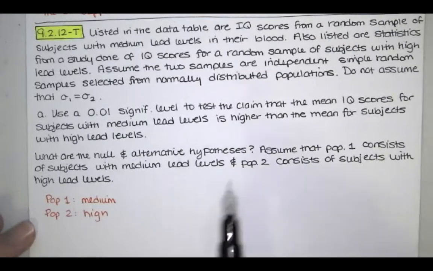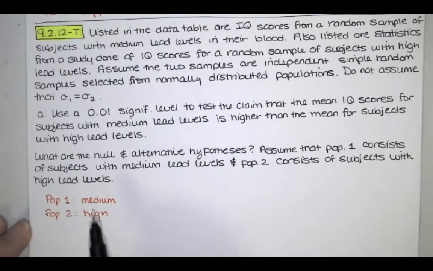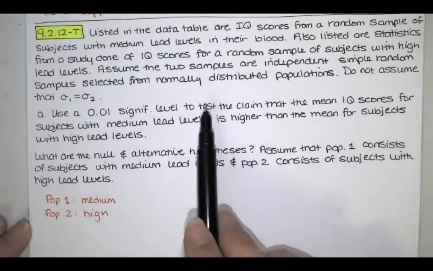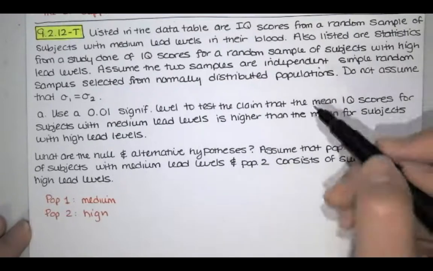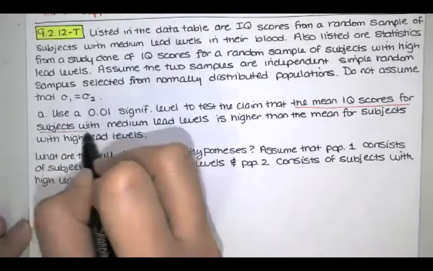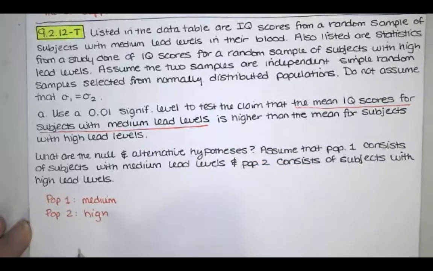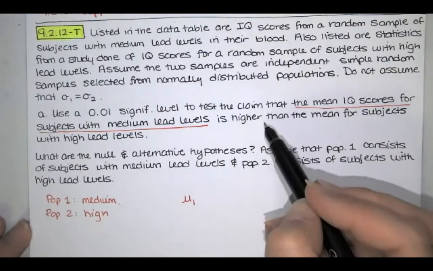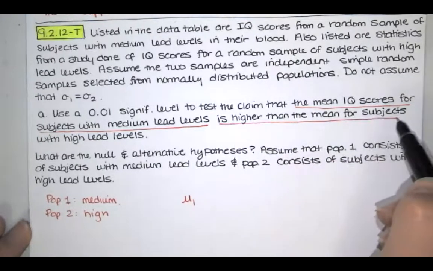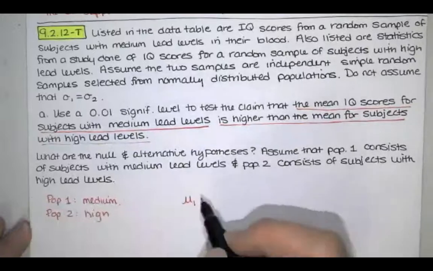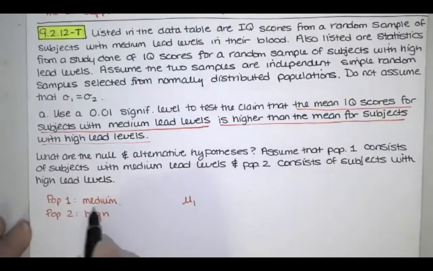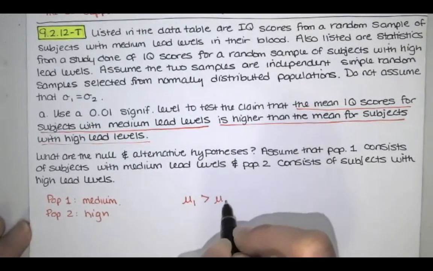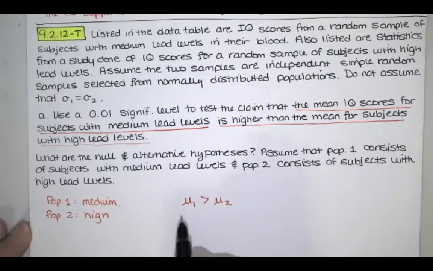Now, with that in mind, we want to state our claim in terms of the sample means for these two samples. It says, test the claim that the mean IQ scores for subjects with medium lead levels, so that's the mean for this group, since they're population 1, that's mu sub 1, is higher than the mean for subjects with high lead levels. So they're saying that this mean is higher than this mean. That's our claim.